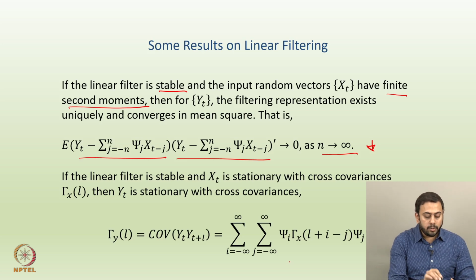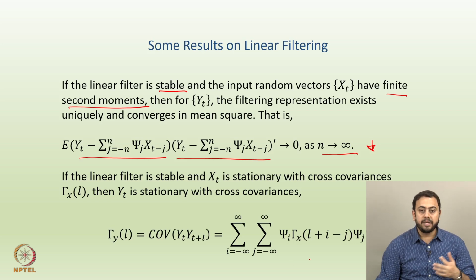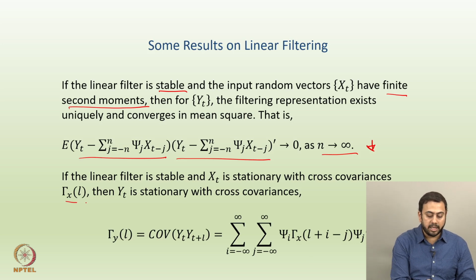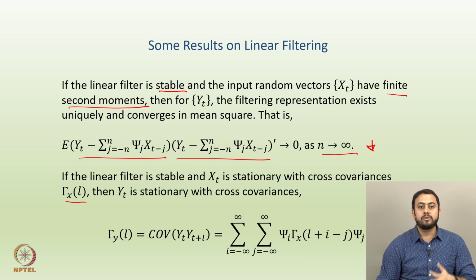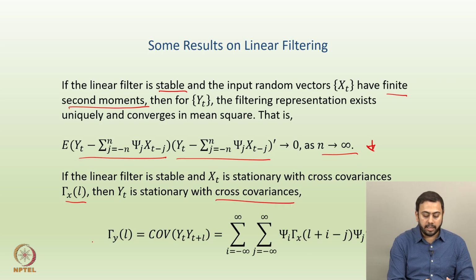And on top of that we can define the covariance matrices or the correlation matrices and so on. So, if the linear filter is stable and x t is stationary with cross covariances denoted by gamma x l, then it also means that y t is stationary with cross covariances given by this formula. So gamma y l is nothing but the covariance between y t and y t plus l.